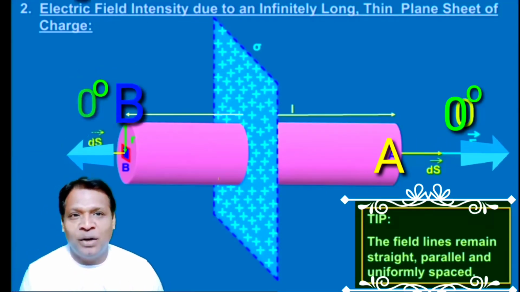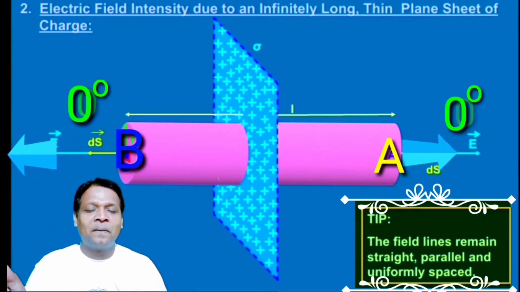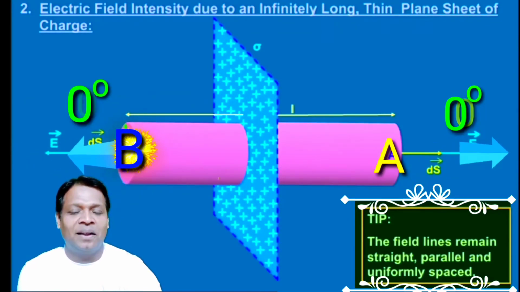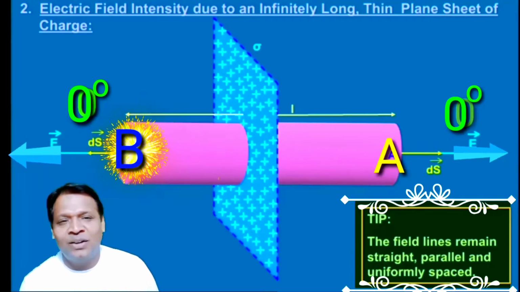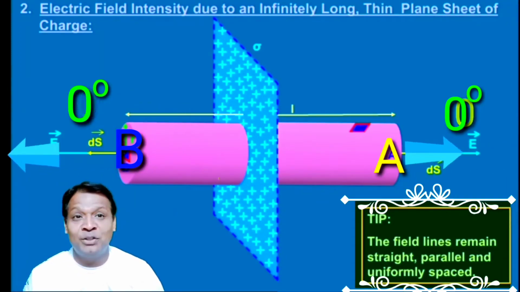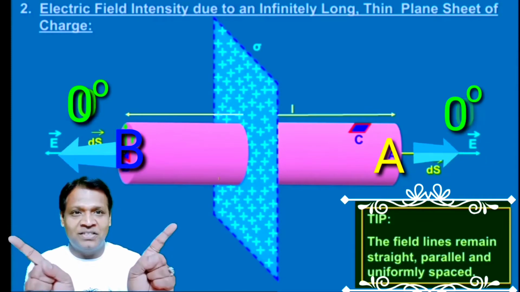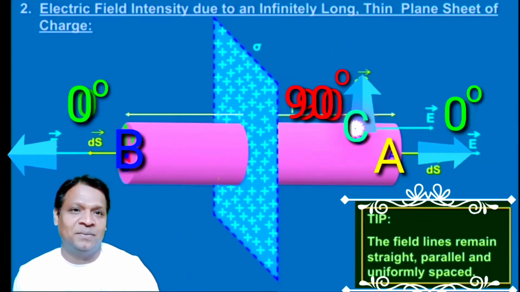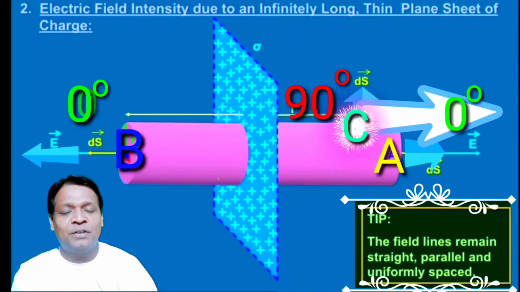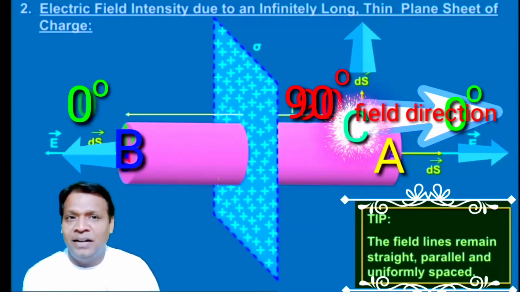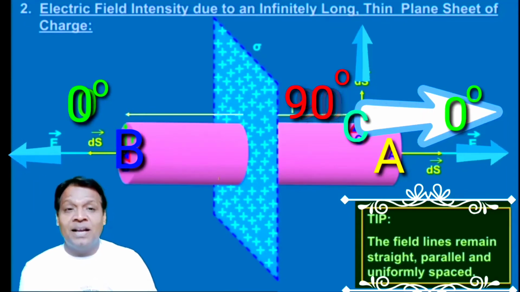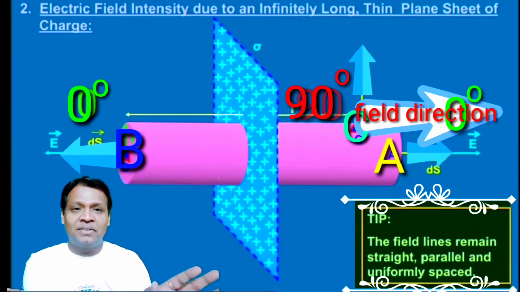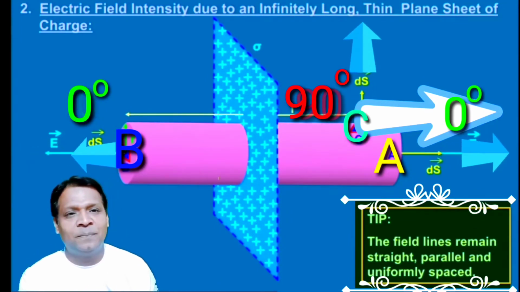Let B be the point on the just opposite face and ds be the area vector at that point, and it is also along the direction of the field. It means theta is 0 for both cases. Let us consider the point C on the curved part. Let the ds vector make an angle of 90 degrees with respect to the field direction, as the field is just away from the plate. So here the ds vector will be at 90 degrees.